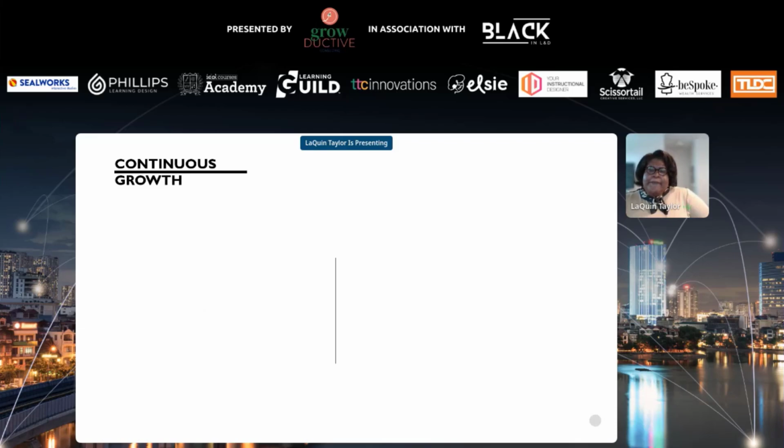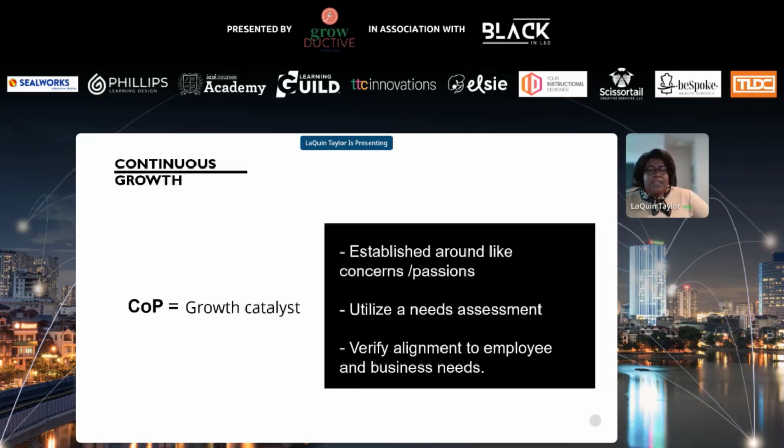The last area we'll explore is how COPs can promote continuous growth. So great organizations understand the value of ready employees, and therefore they invest a lot of money and a lot of time into continuous growth and development. And that's whether it's professional development or personal development. COPs can be a great catalyst for growth. And let's take a look at how COPs can aid in development. So we know that a COP should be established around like concerns and passions, and that we will utilize a needs assessment to make sure we are creating COPs when it's appropriate and that we're aligning them to the needs of the employees in the business.